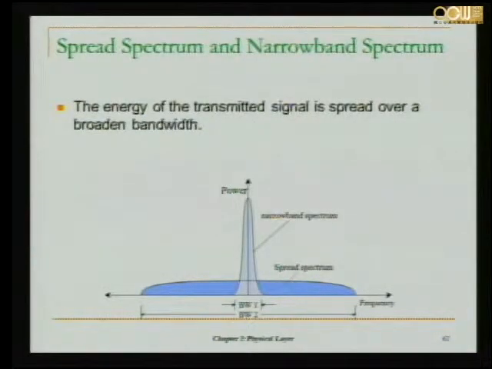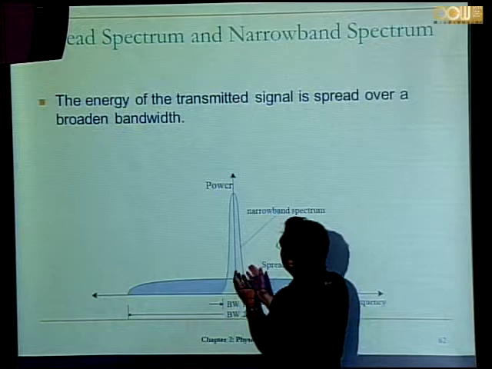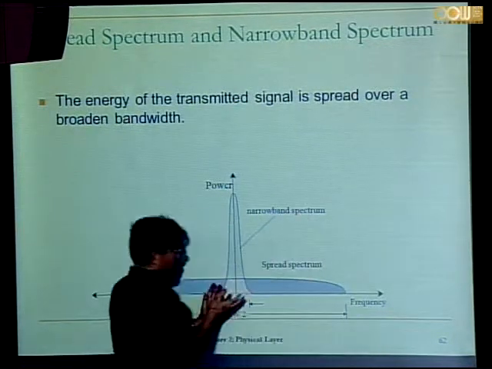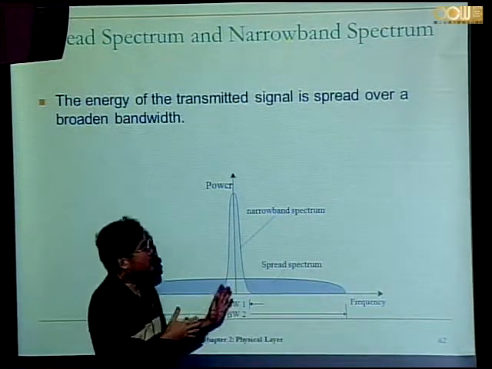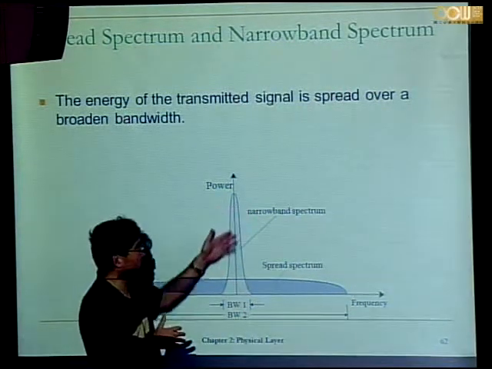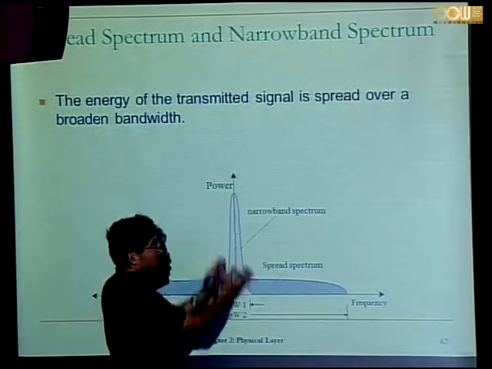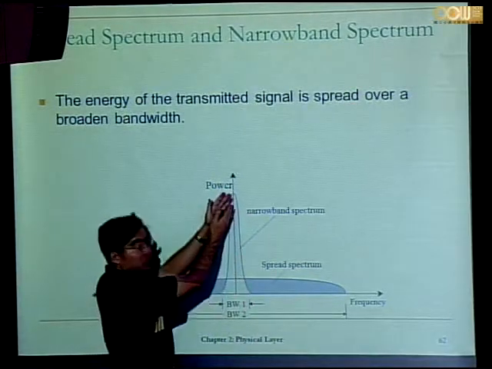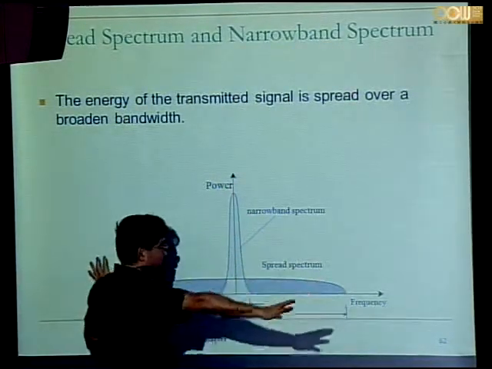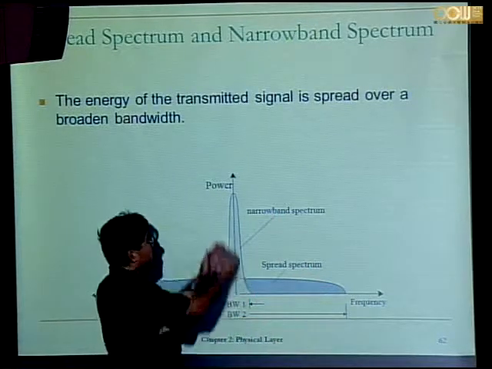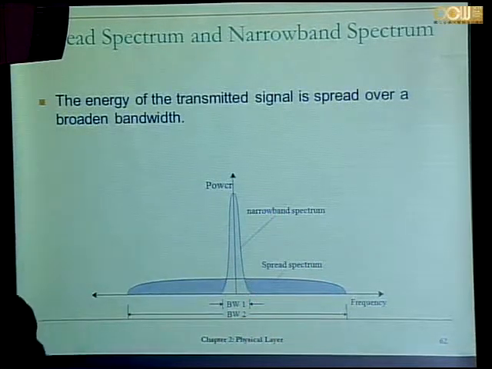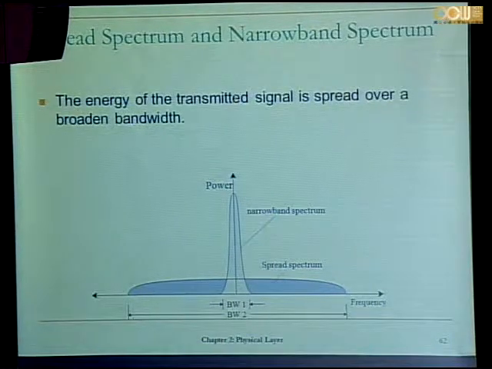Okay, the idea of spread spectrum is this. If your signal is transmitted with a narrowband spectrum, like this, you have energy here but no energy in the other spectrum areas. Then your signal has a narrowband spectrum. It's quite centered at a carrier frequency, for example. Then what problem might occur?